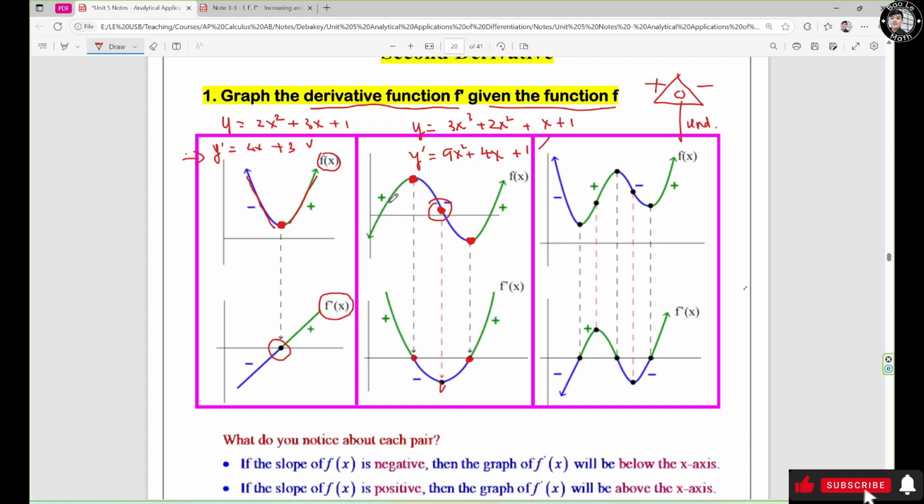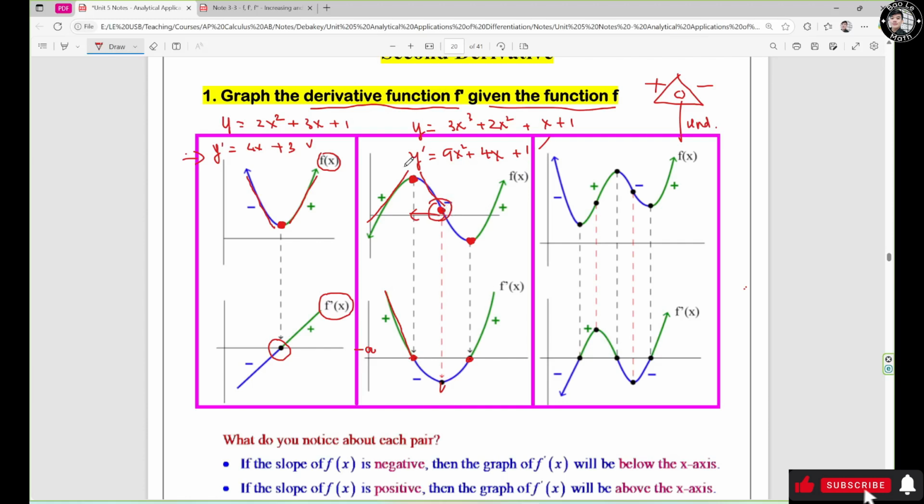Now we're going to check this one first. From here to here, we draw the tangent line. We see that the slope of the tangent line is positive, so it should be above the axis, from negative infinity to this point. Now draw another tangent line. From here to here, the slope is negative. It should be below the axis.